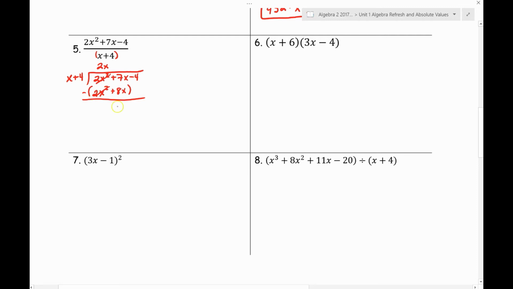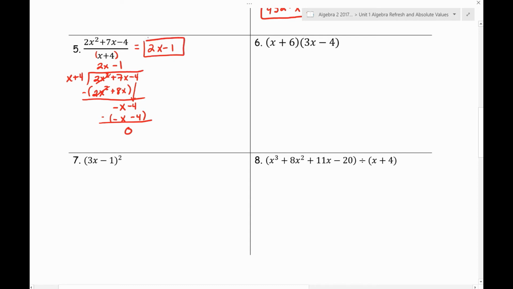7x minus 8x is a negative x, and negative x divided by x is a negative 1. Negative 1 times x is negative x. Negative 1 times 4 is negative 4. Oh, I have to bring down my 4. And when I subtract these, I get a remainder of 0. So, this quotient is 2x minus 1.